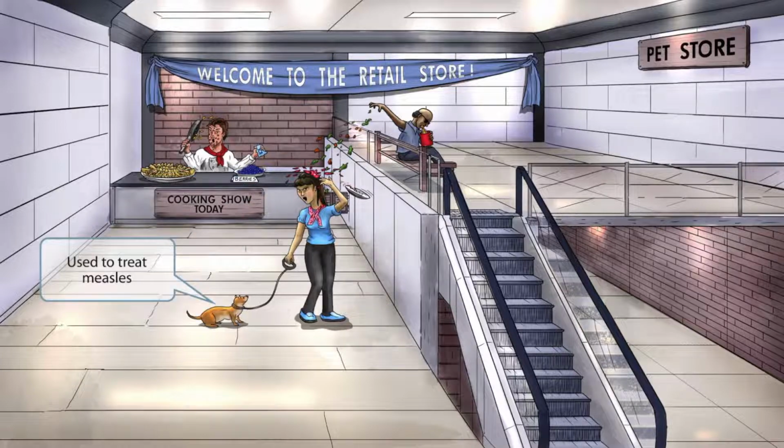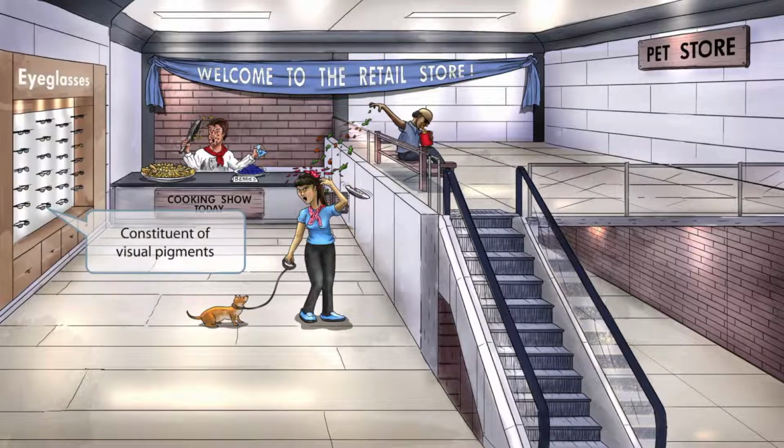Okay, also notice that this woman has brought her pet weasel along with her to the store. The weasel represents that vitamin A is used to treat the measles. So weasel for measles. Notice that the retail store is also selling eyeglasses on the sidewall. The eyeglasses here should help you recall that retinol is a constituent of visual pigments and is necessary for proper vision.